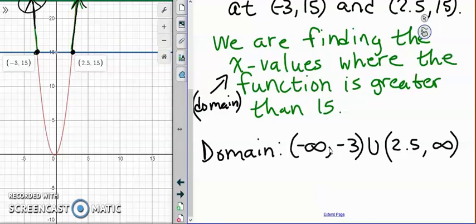All right, so I'm going to show you guys this again in the calculator, in the TI-84, and then go from there.